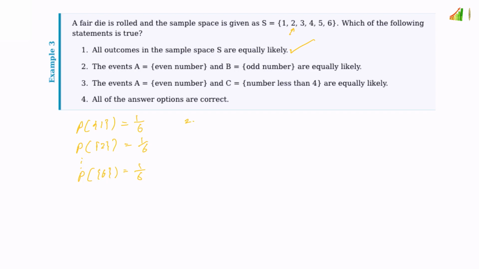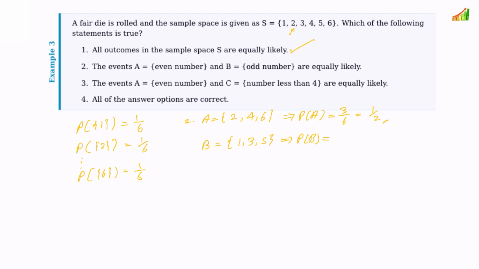The event A, even number. Let me write down the even numbers of this experiment. What are the even numbers? 2, 4, 6. Probability of A equals the number of elements in A, which is 3, over the number of elements in S, which is 6. 3/6, you can reduce this to 1/2. Then B is the odd numbers. What are the odd numbers? 1, 3, 5. So, what is the probability of B?